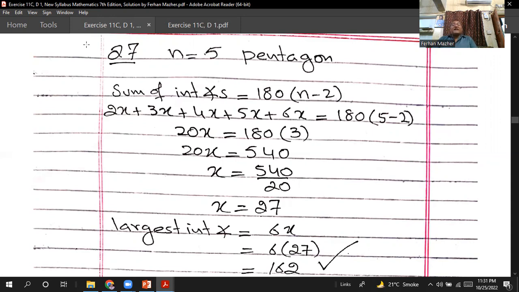So the largest internal angle is 6x. So 6 into 27, and that will be 162. 162 is the largest internal angle.